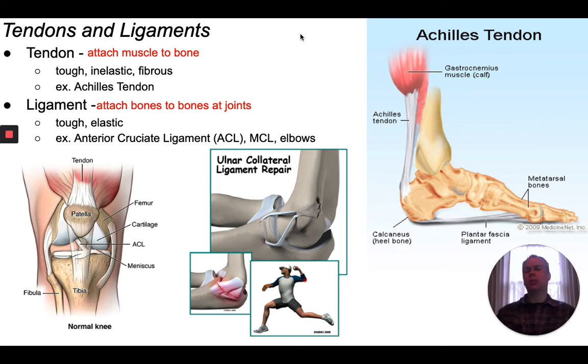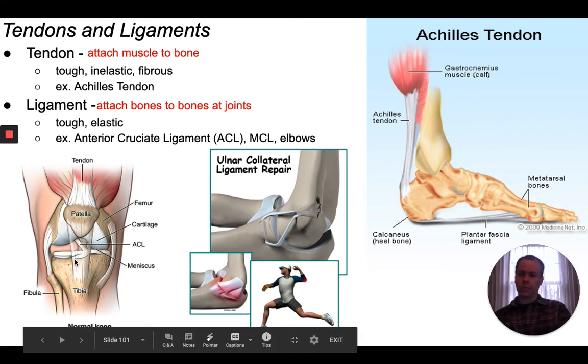Some examples: you're probably most familiar with ligaments because you may have heard of people tearing some of these ligaments. For example, athletes might tear the ACL. This is a ligament, the anterior cruciate ligament. It's found inside of the knee, in the central area of the knee joint, and it connects the femur to the tibia and helps to stabilize the knee.